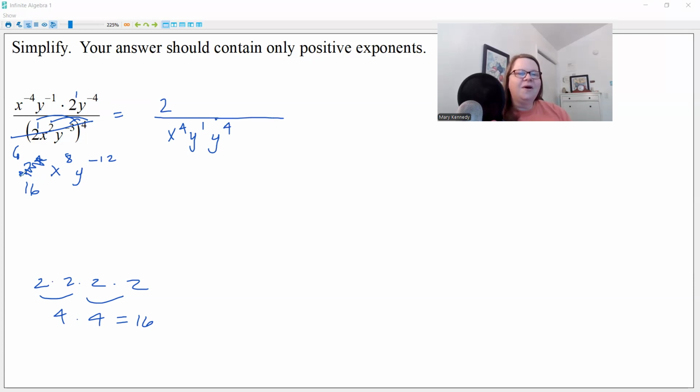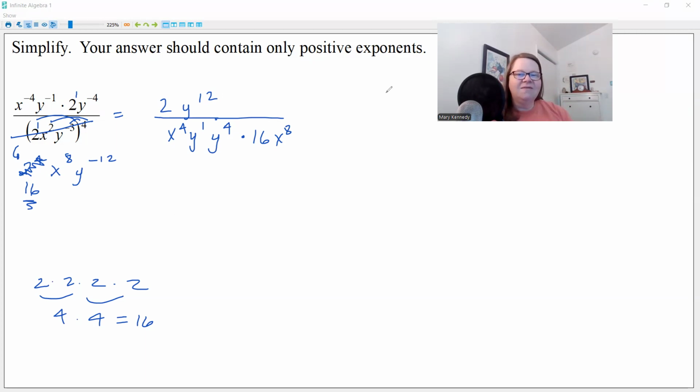All right, on the bottom, I have a 16, and so that can stay in the denominator. X to the 8th, nothing wrong with that. X to the 8th, and then y to the -12 needs to go to the top. Y to the +12. So key takeaway here is that I'm writing this down in all of these little steps and stages. If I try to put all of that on top of what I started with, it's going to confuse me. And I've been doing this for a really long time.